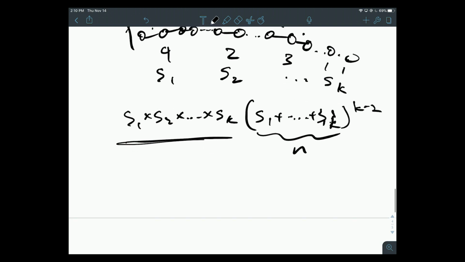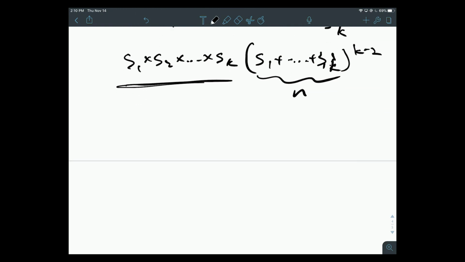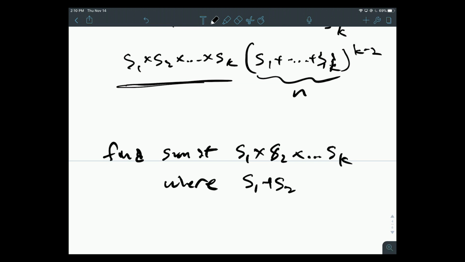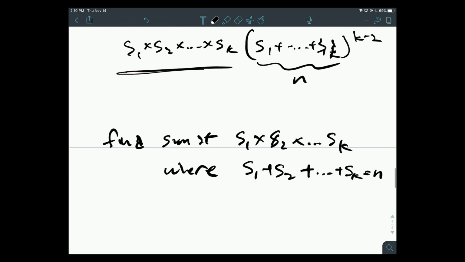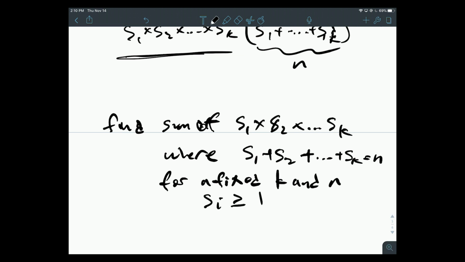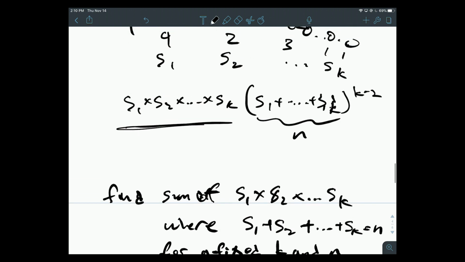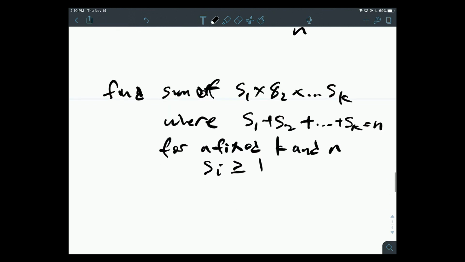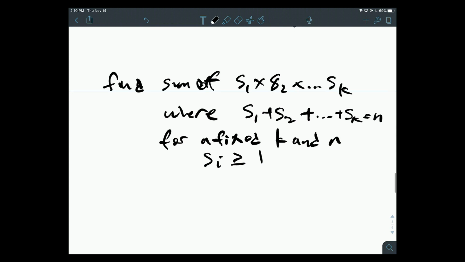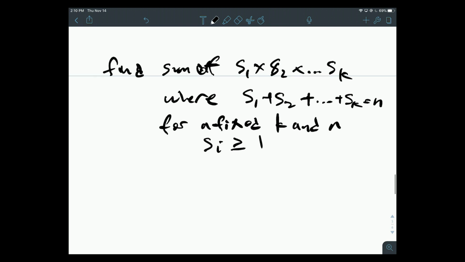But there is another way to phrase this problem. You want to find the sum of S1 times S2 times through SK, where S1 plus S2 and so on add up to n. So this is the problem we want to solve, for a fixed K and n, where Si is greater than or equal to 1. This is another common problem. Once we have this solution, we can solve the original problem by doing inclusion-exclusion. For this one, it turns out there's a simple formula with binomial coefficients, and it's not too hard to derive, or it's kind of hard to see. You can write down some small patterns and try to see.